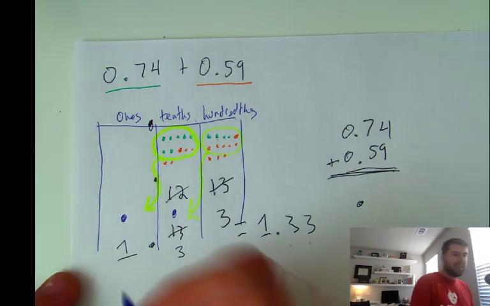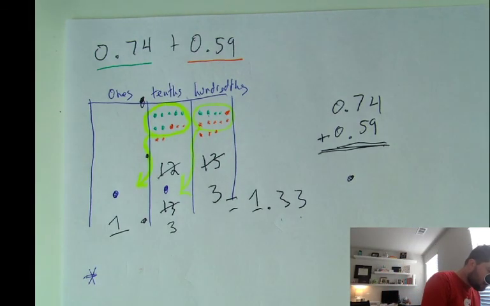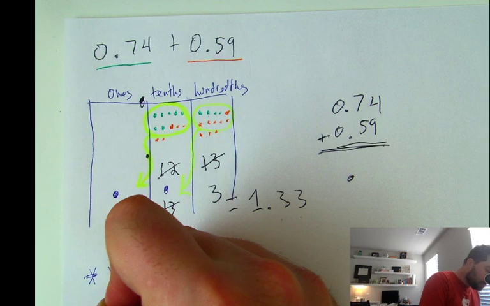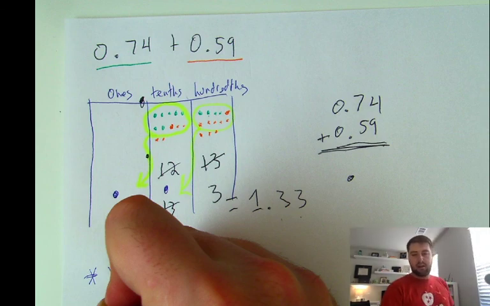We're going to put that down before we even solve this problem, because this is so important that we remember this. When we add decimals, we must line up the decimal place. I just put a little decimal place there.